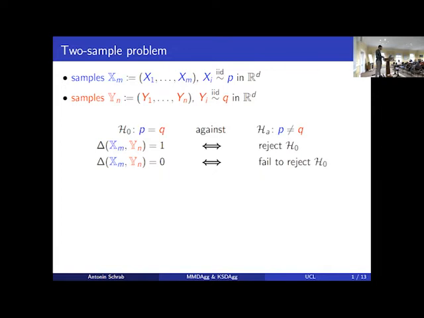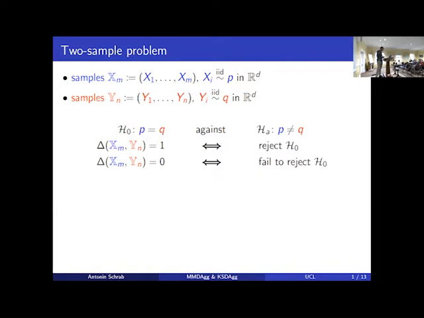I have some drug, and they take some data, then they apply the drug, then they take data again, and then they can check: does the data come from the same distribution? So did the drug have an effect or not, for example?